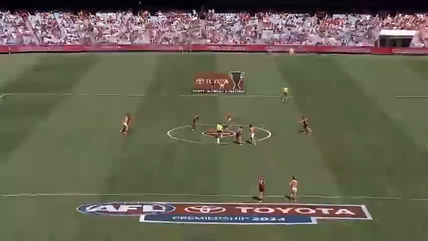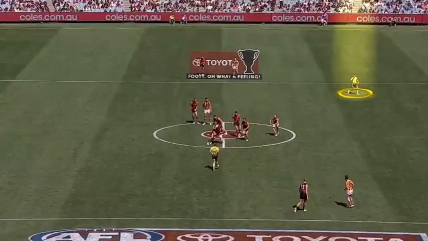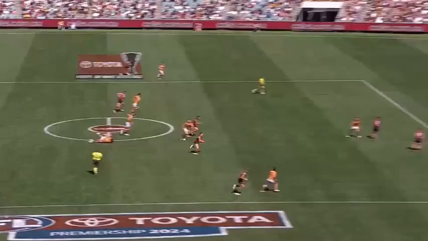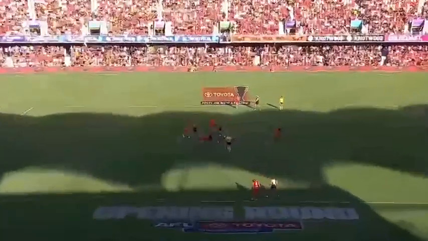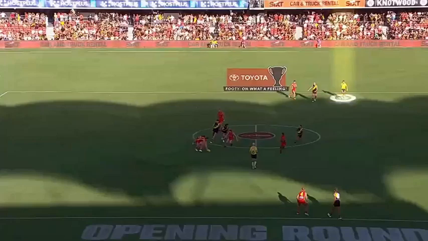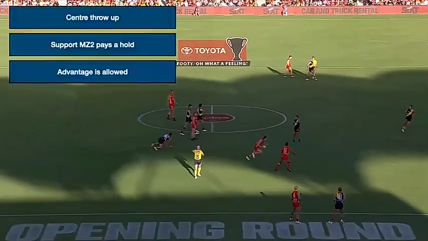All right, some 4 umpire examples here of what we just went through. So a holding free kick paid by mid-zone 2, Essendon. So advantage is allowed here. Same with this one here. So mid-zone 2 pays a free kick, high, Gold Coast. Advantage is allowed, as it says there.